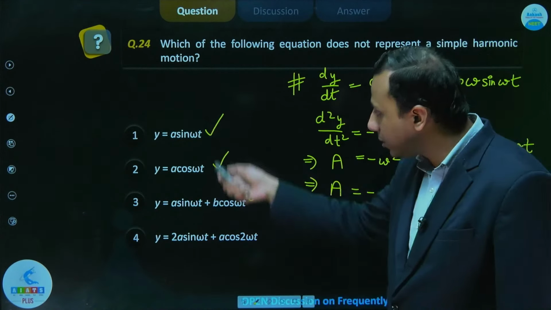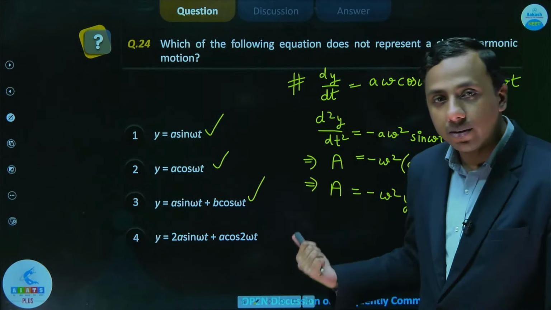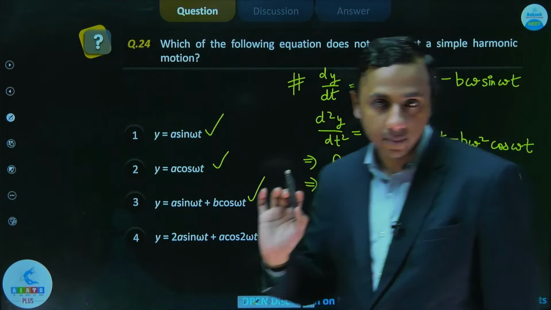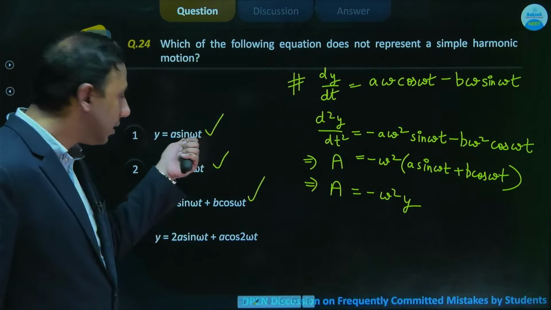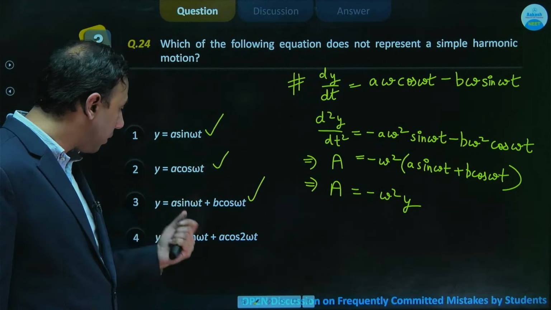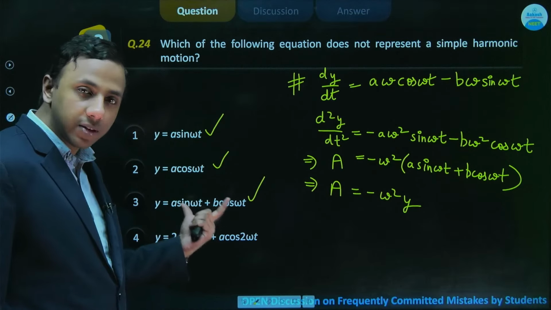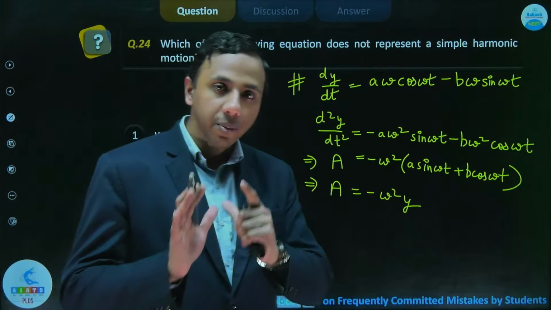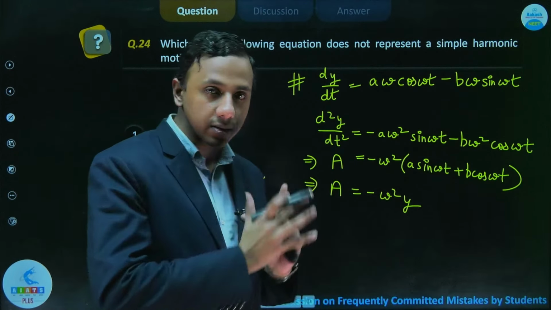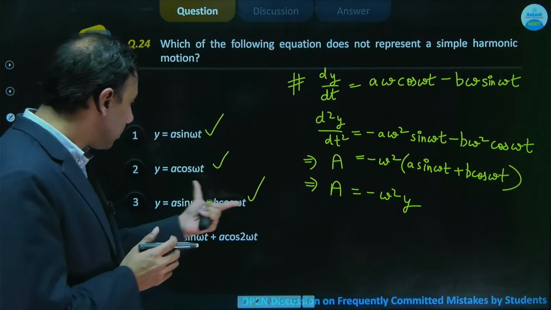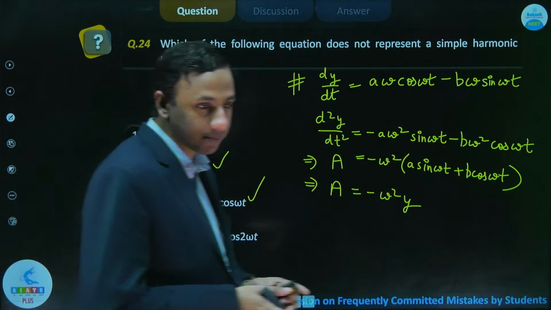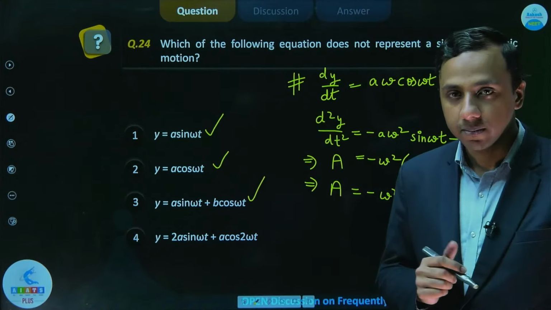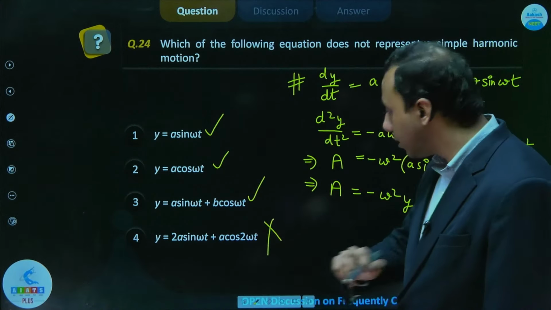And what about the time period of this SHM? Notice the angular frequency. What is the angular frequency here? It is omega here. Here also it is omega, and for this one also angular frequency is omega. So for all these three, the time period is going to be simply 2 pi by omega. Now what about the fourth one? The fourth one is not an SHM.